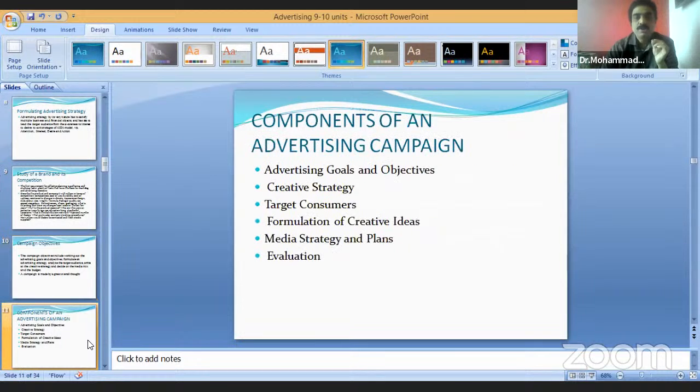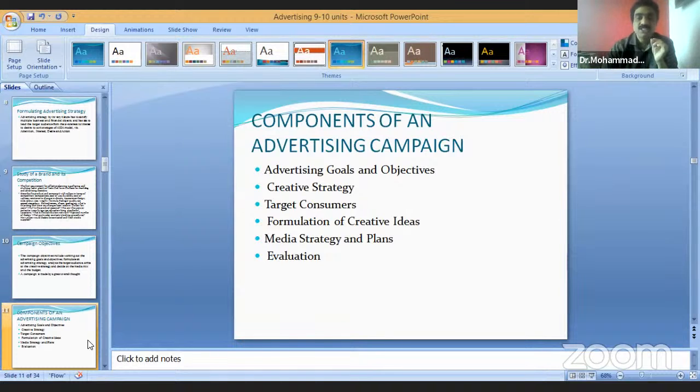Next, moving on to the components of an advertising campaign: advertising goals and objectives, creative strategy, target consumers, formulation of the creative ideas, media strategy and plans, and evaluation. What is the importance of the advertising goals and objectives? What is our goal or objective? It will be discussed in detail so that we can have these components and easily reach our end.